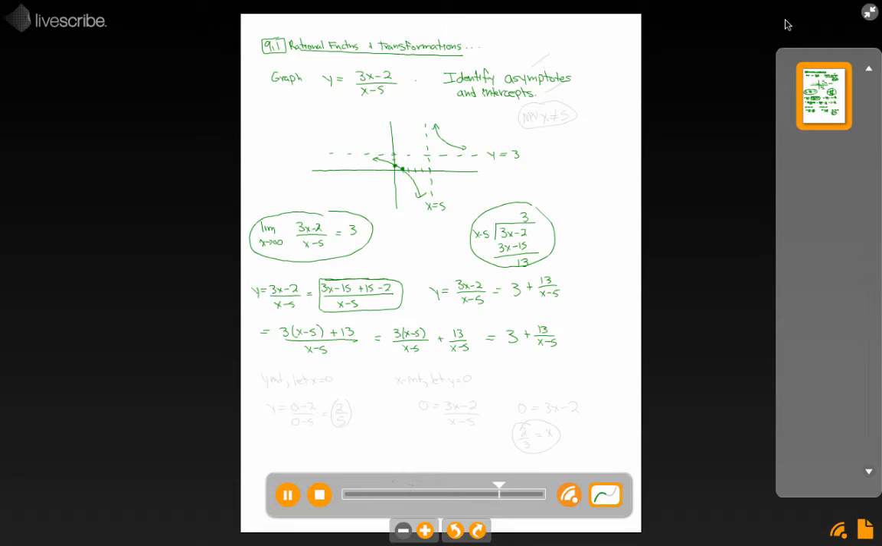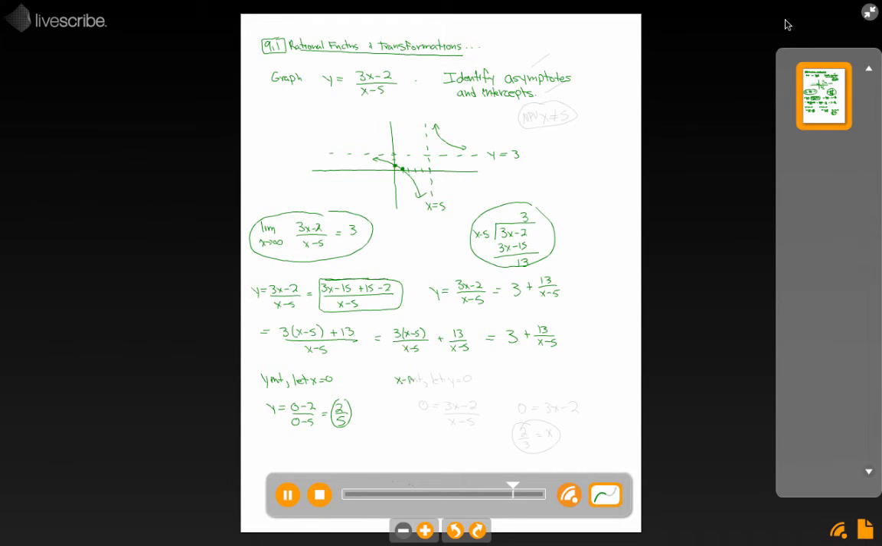Now for the intercepts, for the y-intercept, let x equal 0. Well, that shouldn't be too hard. y equals (0 minus 2) over (0 minus 5), which equals 2 over 5. So your y-intercept is 2 over 5, or 0.4, very close to the origin.